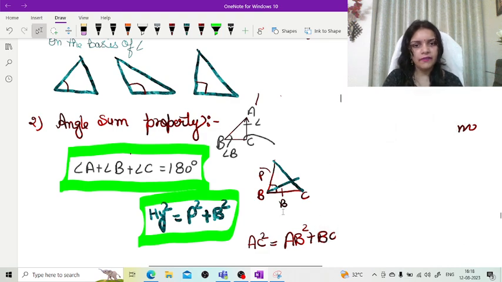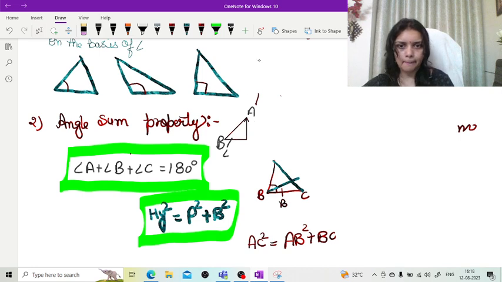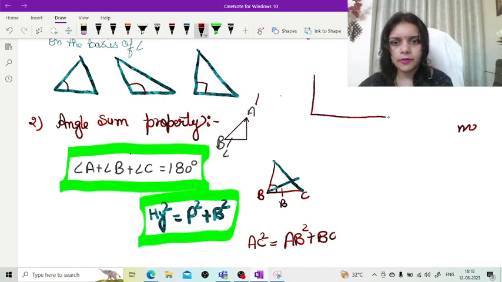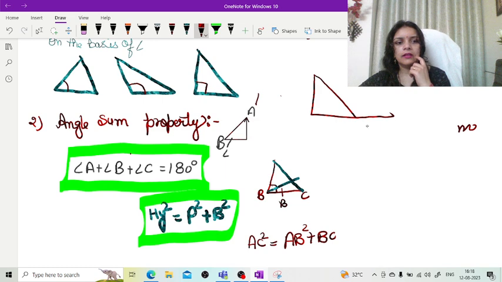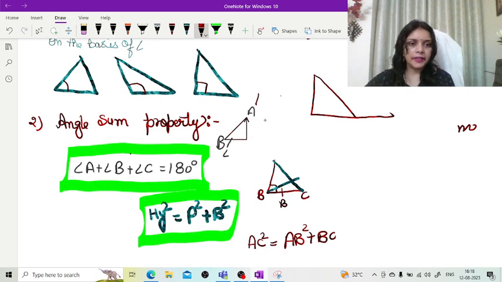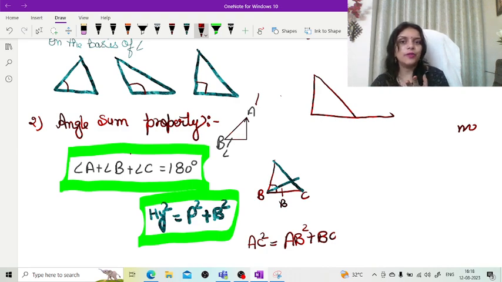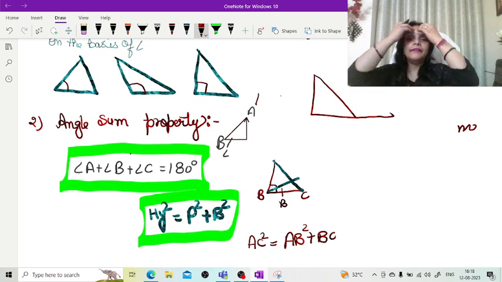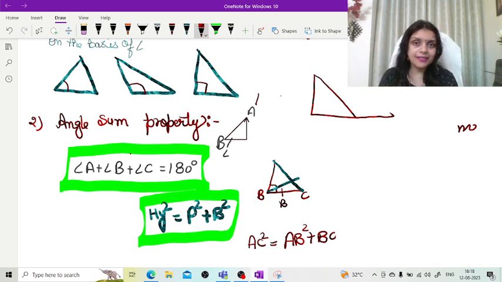Suppose any figure is given like this. Suppose this is a figure and they are saying one more thing. We are discussing the triangle based on the angle. After that we will discuss the triangle based on the sides. Okay.